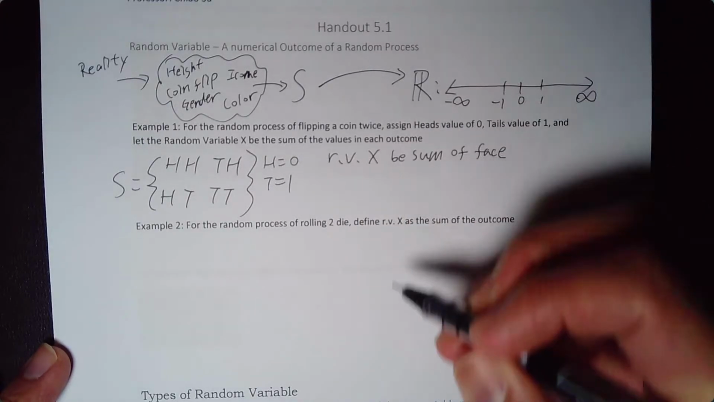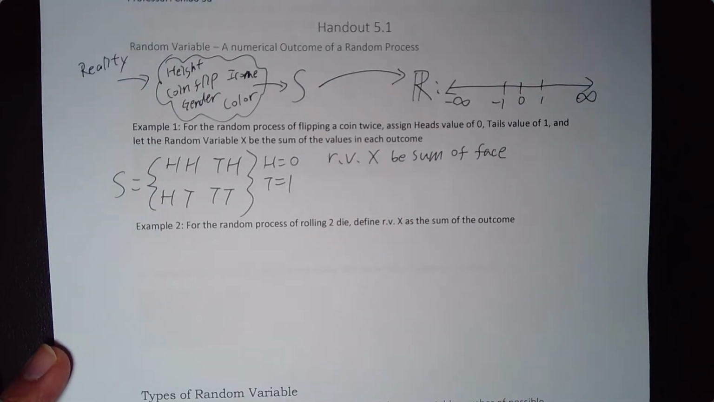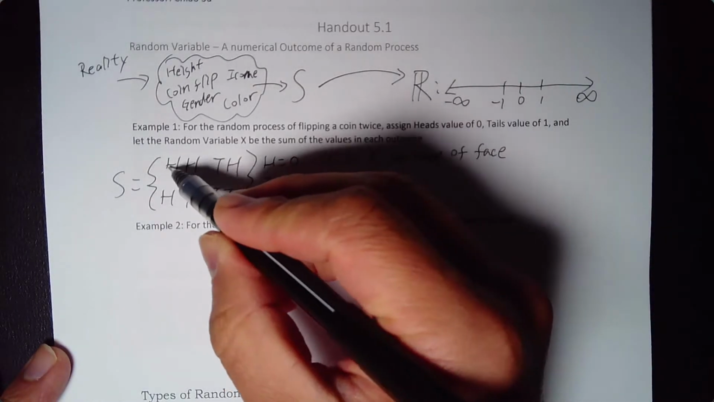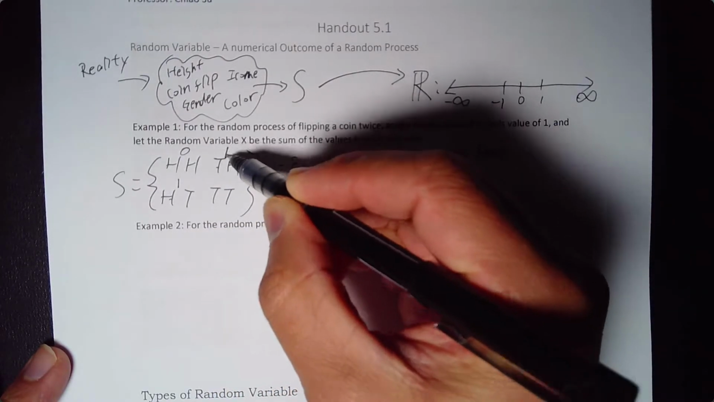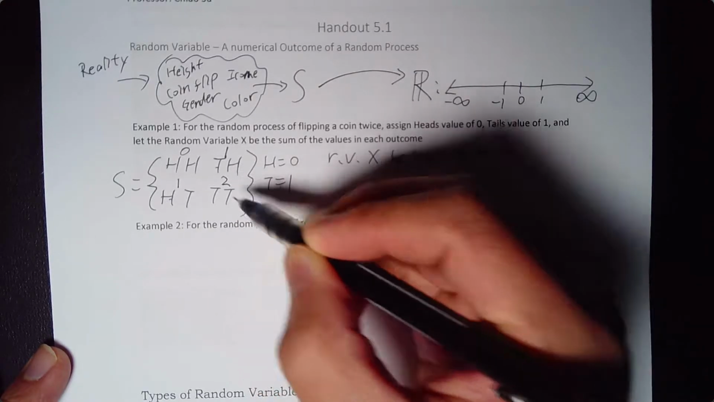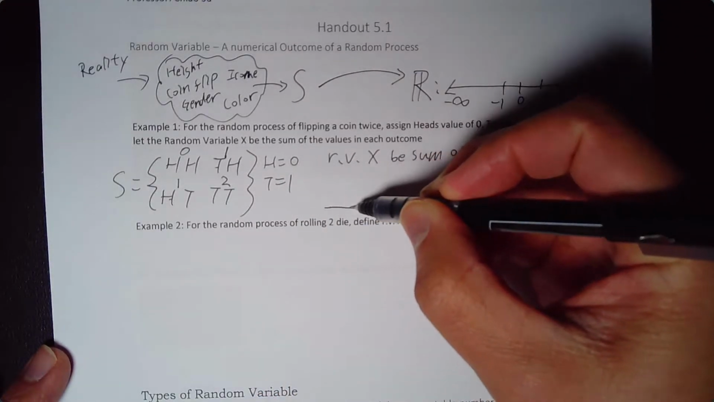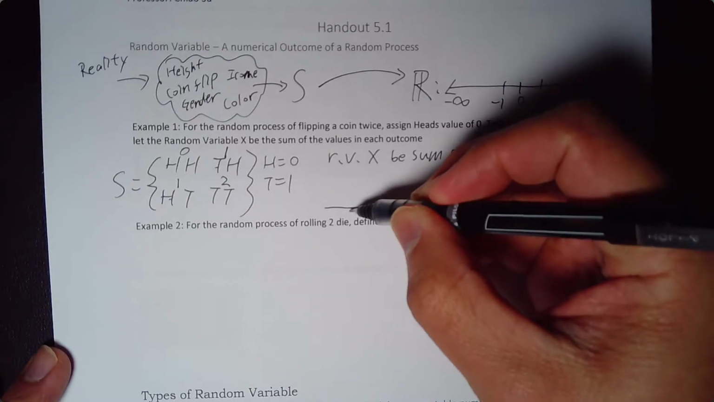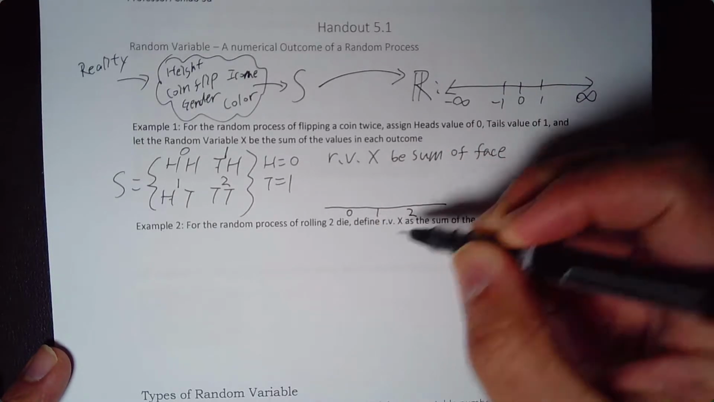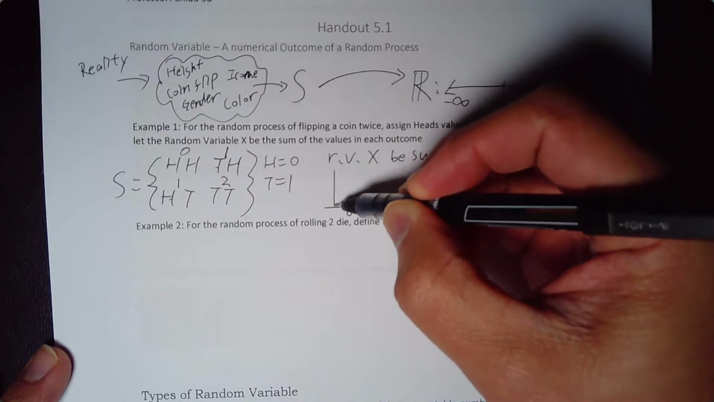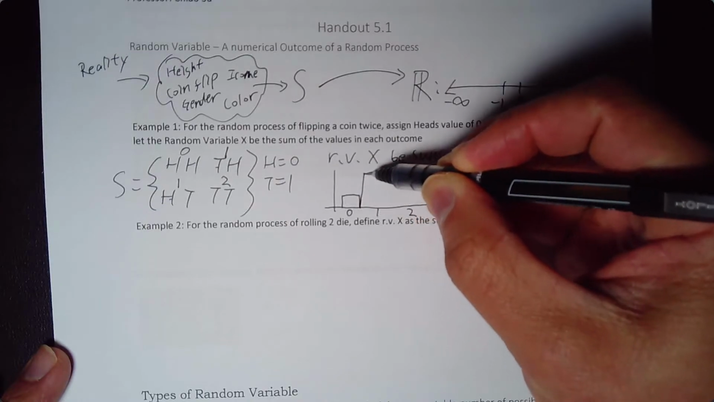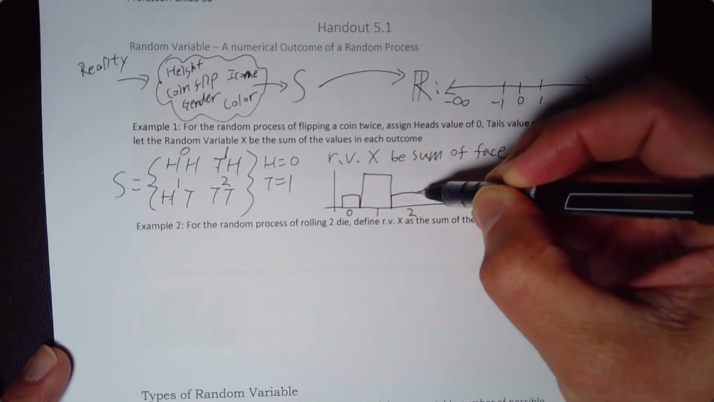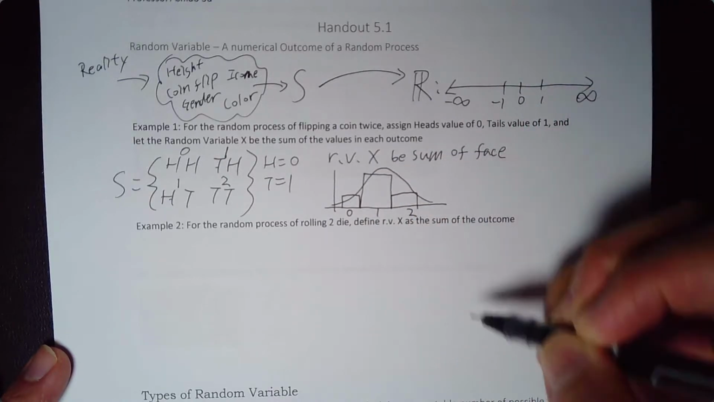So then what are my possible outcomes? Here we go. Head head, 0 plus 0, so that's 0. Head tail will be 1. Tail head, that's also 1, 1 plus 0 is 1. Tail tail would be 2. All right, so then I can do a quick sketch here. I have 0, 1, and 2. These are my 3 possible outcomes. How often do they happen? 0 happens once, 1 happens twice, and then 2 happens once. That is my distribution here.